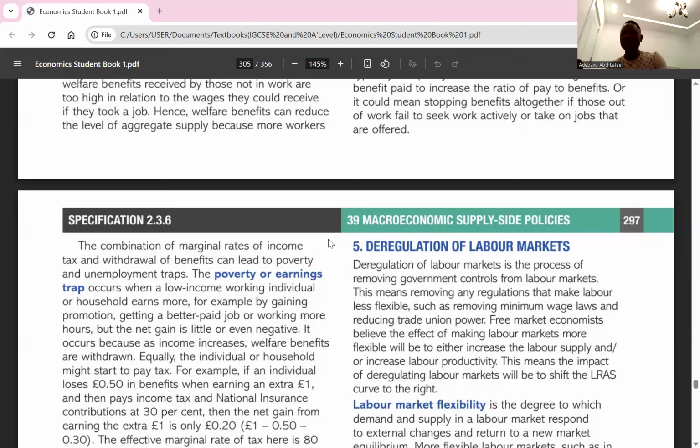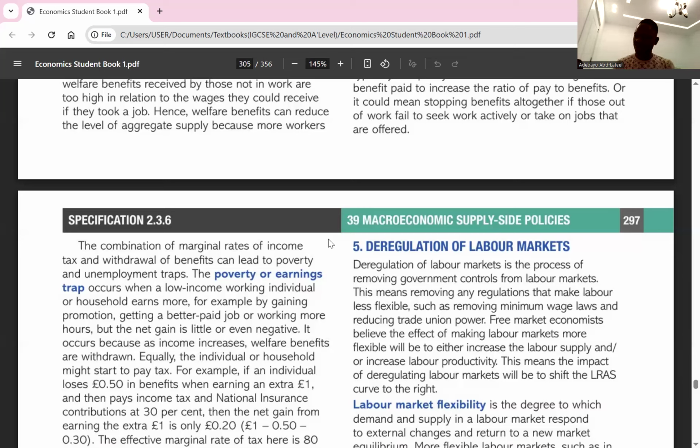That is what we call poverty trap. Do you get poverty trap here? Yes. You're working, but it's giving you a net gain, a little net gain, or a negative. Then we have the unemployment trap. For unemployment, we know we're talking about cutting unemployment benefit. Cutting unemployment benefit will bring about a poverty trap. Poverty trap could be earning trap or unemployment trap.